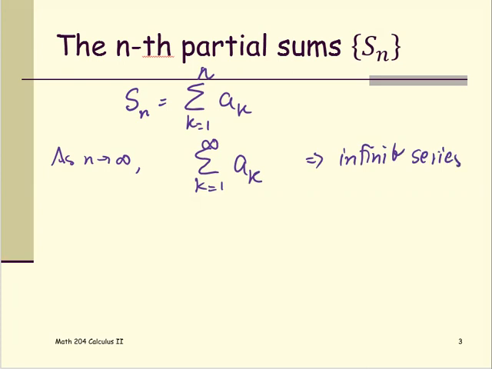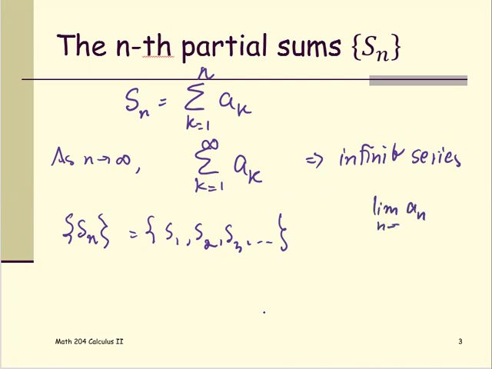So from the n partial sums, we write it as a sequence, the sequence Sn, which is the sequence S1, S2, S3, and so forth. From the property of the sequence in the previous section, if we can find the limit of an as n approaches infinity and it approaches L, we can say that the sequence an converges to the value L.